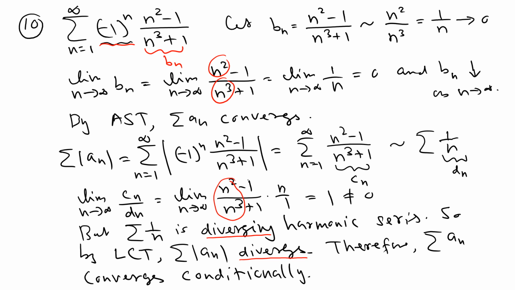What does conditional convergence mean? The original series converges, the absolute series diverges. If the original series converges and the absolute series diverges, we call it a conditional convergence series. So this is a conditional convergence series.